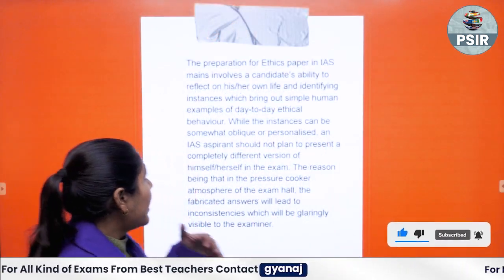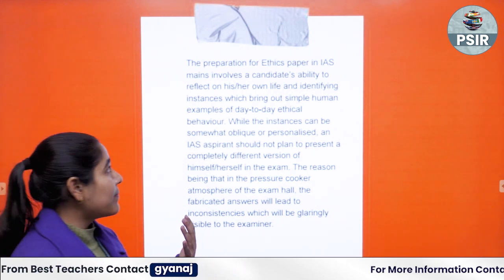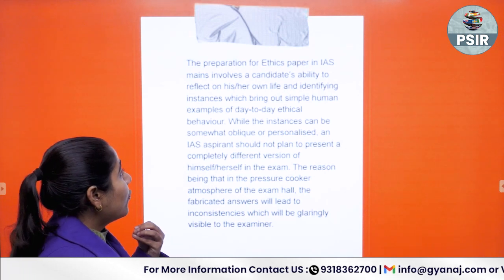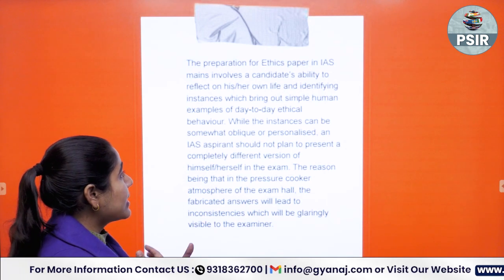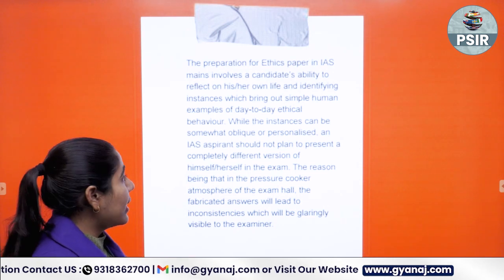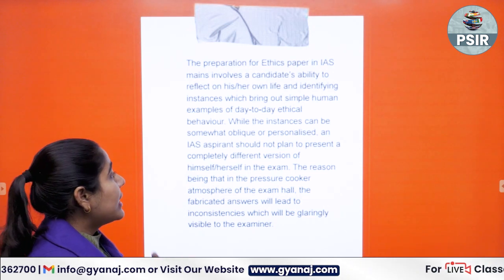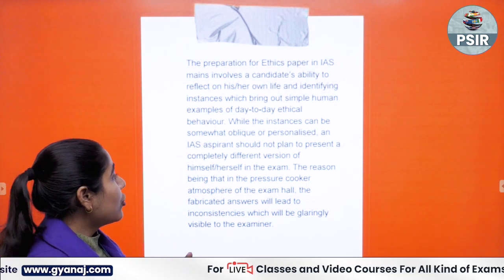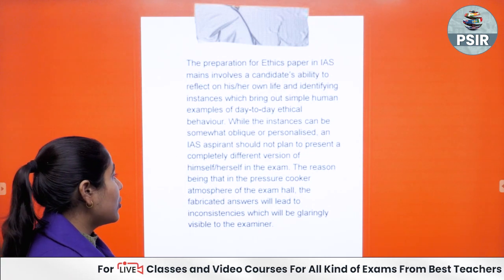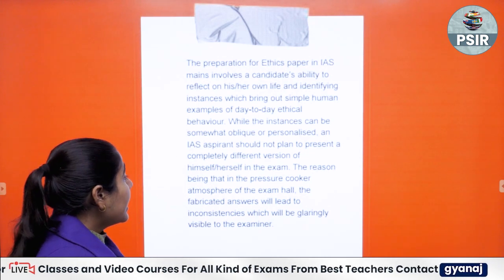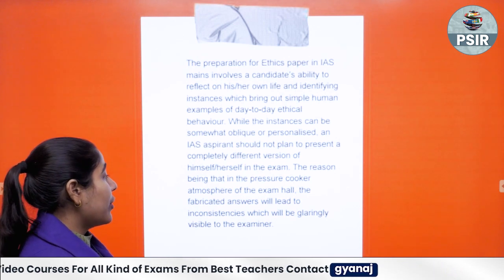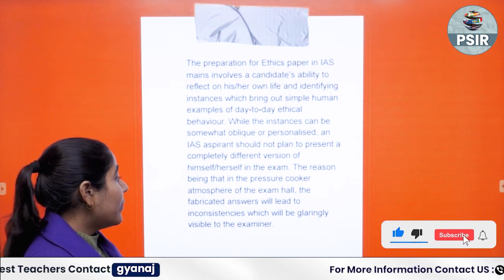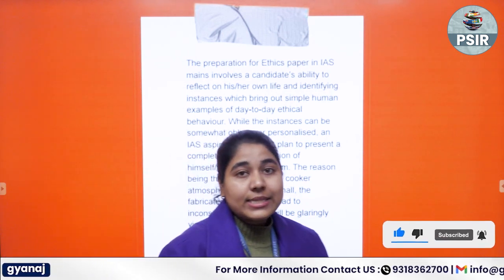The preparation for the ethics paper in IAS involves the candidate's ability to reflect on his or her own life and identify instances which bring out simple human examples of day-to-day ethical behavior. While the instances can be somewhat oblique or personalized, an IAS aspirant should not plan to present a completely different version of himself or herself in the exam. The reason being that in the pressure cooker atmosphere of the exam hall, fabricated answers will lead to inconsistencies which will be glaringly visible to the examiner.